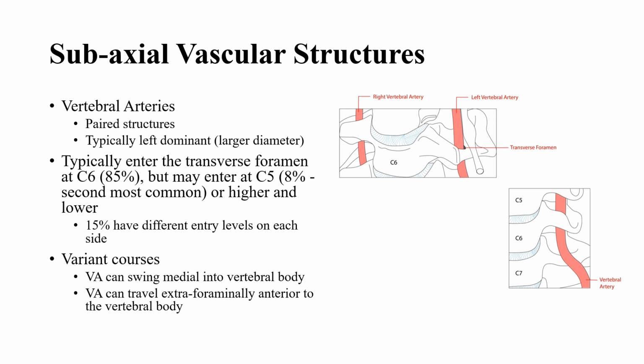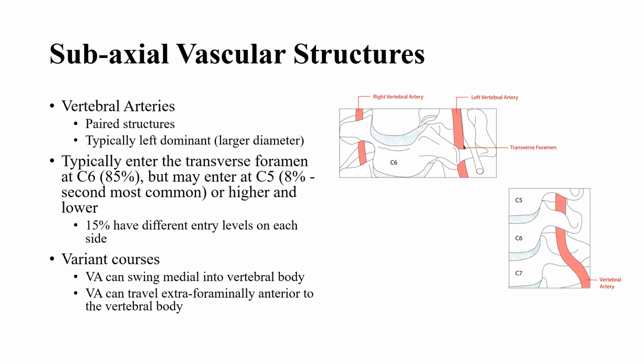Subaxial vascular structures. The vertebral arteries are the major vascular structure of the cervical spine. After arising from the subclavian artery, the vertebral arteries will typically enter the C6 transverse foramen and continue their superior ascent sequentially through each transverse foramen. However, there is variability to this course.